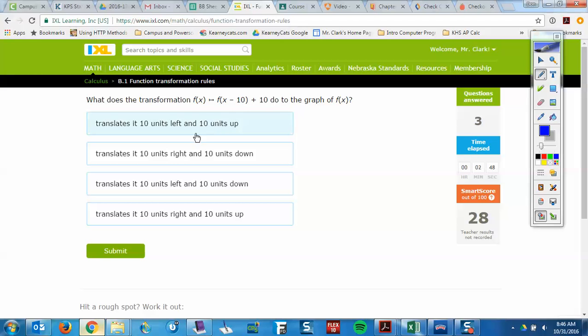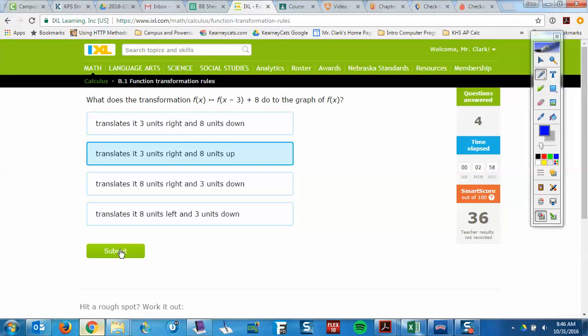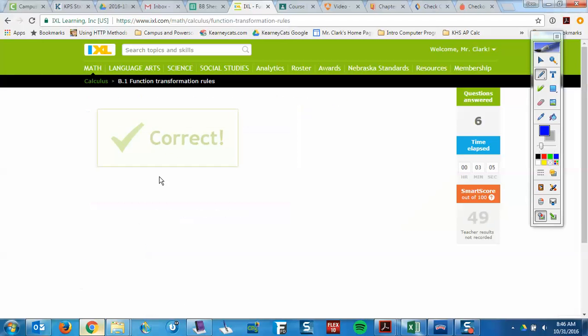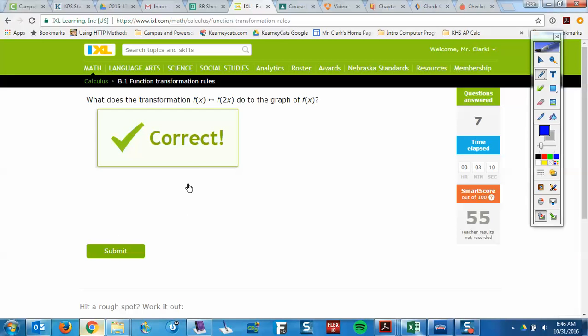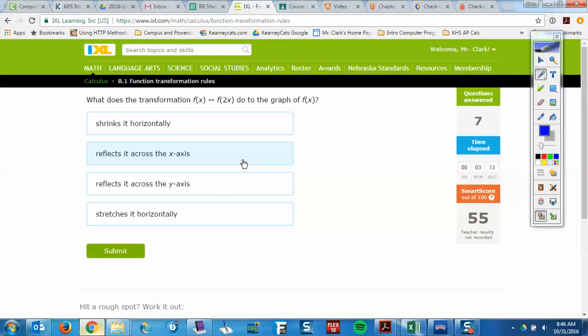So what do we got? 10 right, 10 up. Okay? 3 right, 8 up. 9 left, 4 up. Okay, so these are the easiest ones. 6 left, 6 up, right? So you can kind of go, okay, now we get to these. Now, so that's the add or subtract. So you can add or subtract on the inside, and that moves it this way, and it's opposite. Add or subtract on the outside, that moves it up and down.